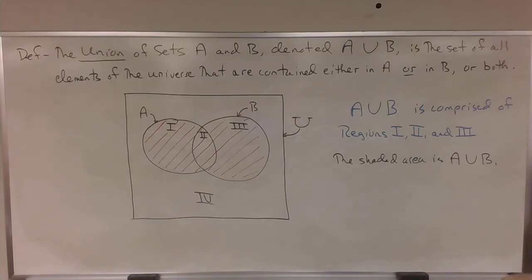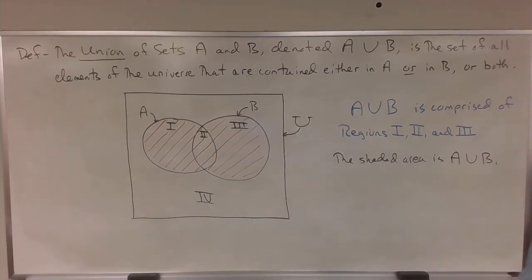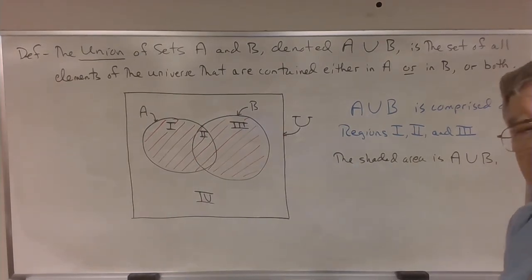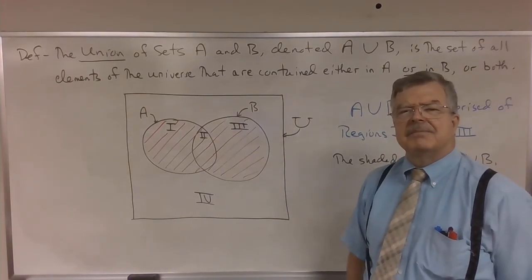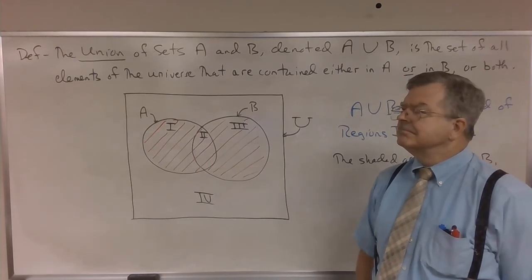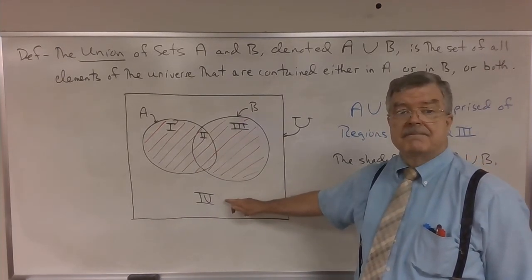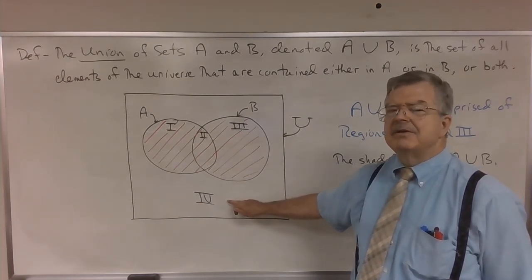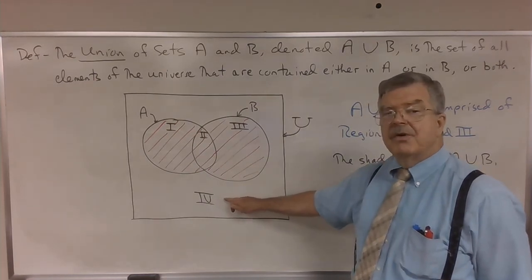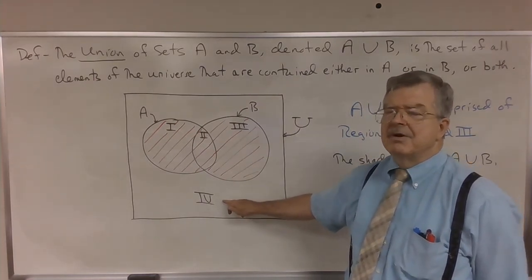So if an element's in set A, it's in A union B. If an element's in set B, it's in A union B. If an element is both in A and in B, the element is in A union B. The only elements of the universe that are not contained in A union B are where? Region 4, right? Those elements that are outside of both A and B.